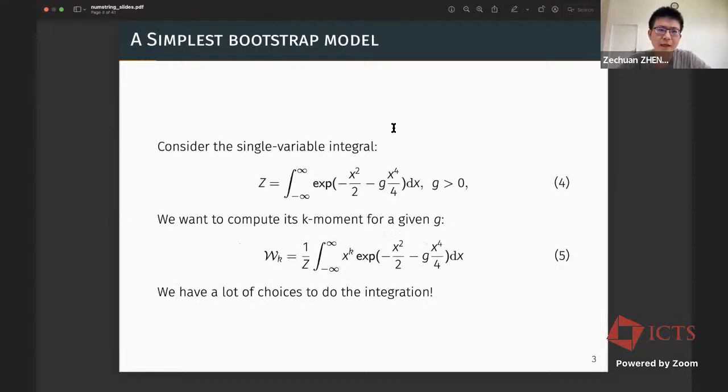Okay, let's start with the simplest bootstrap model, a toy model or a prototype of all our methods in this project. If you like to call it that, it is a zero-dimensional phi-4 theory. It is nothing but an exponential integration over a quartic potential. Everyone knows how to solve it both analytically and numerically, but here we are going to use the bootstrap method to solve it. Our observable is the k-th moment under this partition function, equation 4, that is, x to the k integrated over this quartic integral.